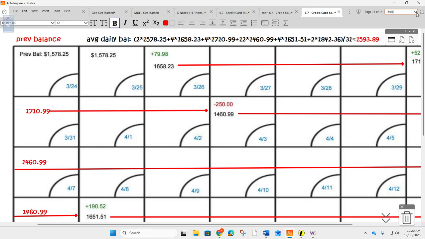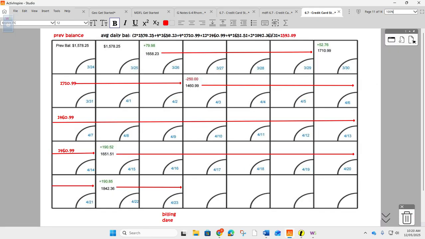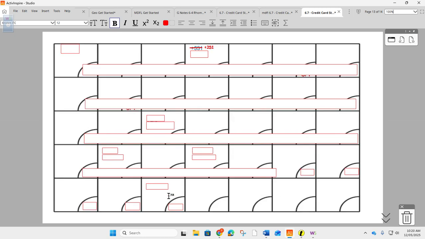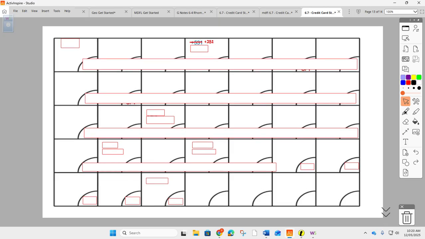All right, so this is your statement, and this is the calendar. There's 31 days. We're not packing up yet. We've got another minute at least. The last day in the billing cycle is June 26th. And we're going to work our way back. You may not want to fill them all in right now.